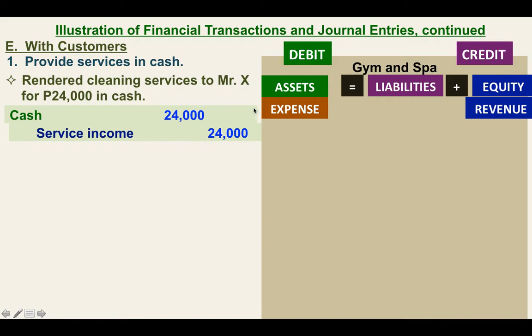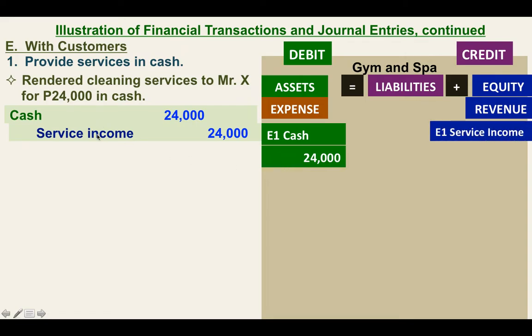And by the way, if we are going to reflect this, we will receive cash. So we are increasing cash by 24,000, and we are crediting service income. So we are increasing service income, our revenue, by 24,000. Okay, you will take note that our equation is balanced. 24,000 here on debit side and 24,000 here on credit side.